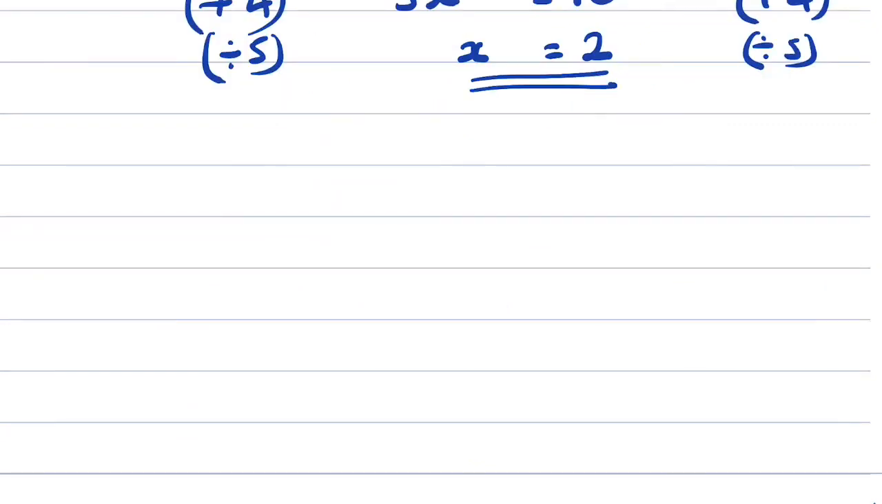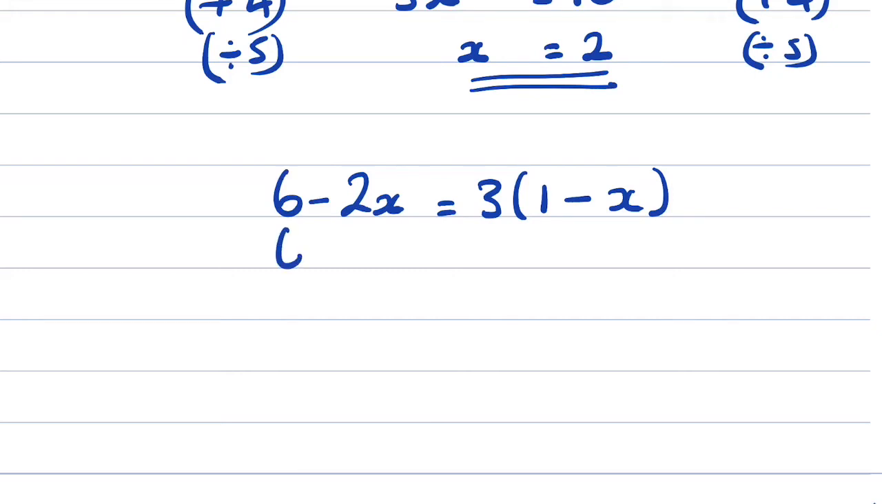Let's try this one where we've got 6 minus 2x equals 3 bracket 1 minus x. I'm sure there's a reason why I'm showing you this one. So first step, expand the brackets. So you want to do 3 times 1, which is 3. 3 times negative x is minus 3x.